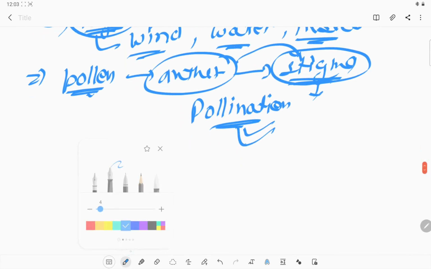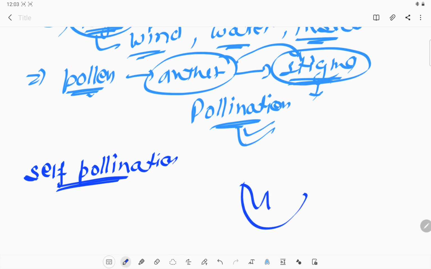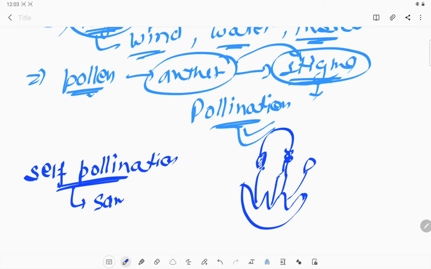Pollination can be of two types. One is self pollination. What does that mean? That means a plant or a flower which contains both gametes. This is the female structure, and this is the male structure. So if the pollen grain of the same flower lands on the stigma of the same flower, it is self pollination. We are using the same flower and the same plant. So that is known as self pollination.